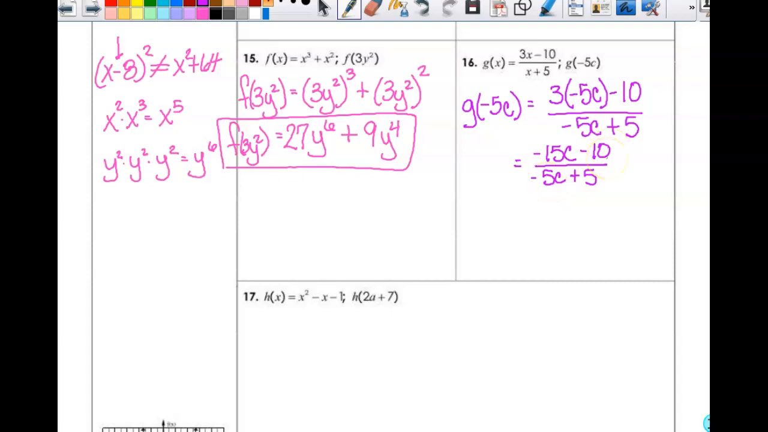Doesn't mean that we can't simplify this, though. Do we have some GCFs we could factor out? I got a 5. And you know what? I think I'll use a negative 5 just because it's negative. It would really be okay if you did either one of them. But I'm going to take a negative 5 out of the numerator. So I get negative 5 times (3c plus 2) over negative 5 times (c minus 1). Do we agree with that?